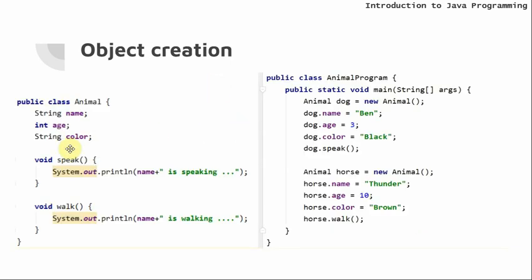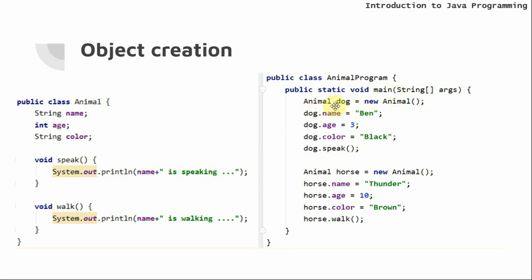So previously I explained this example, where there are different attributes of the animal class: name, age, color, and there are two behaviors or functions. Behavior is some action that the object can perform, like speak, like walk, and when it performs some function or behavior or method like this one, it can access the values of its attributes. Like name is speaking, so if we print dog dot speak, the name is Ben, so it will print Ben is speaking.